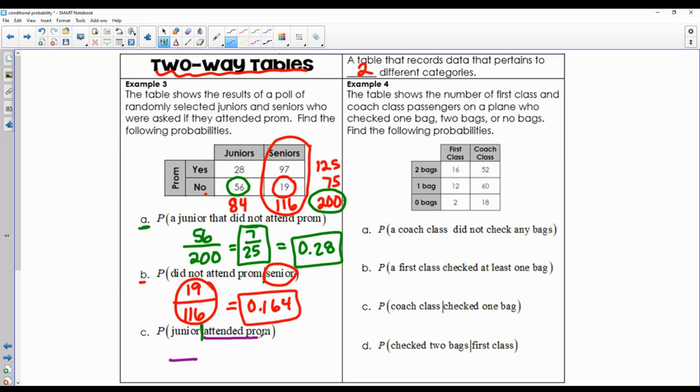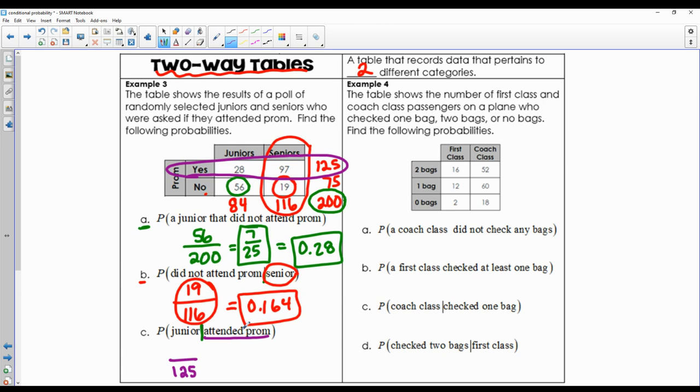So on the bottom, we're now looking at the people who attended prom, who said yes, they attended prom. So we're only looking at these numbers this time right here. Okay, so there were 125 juniors and seniors that went to prom.